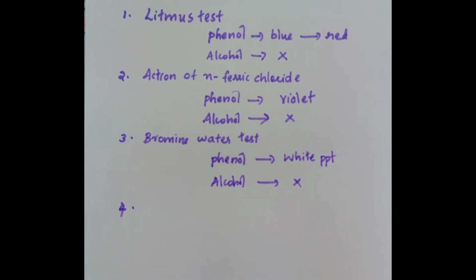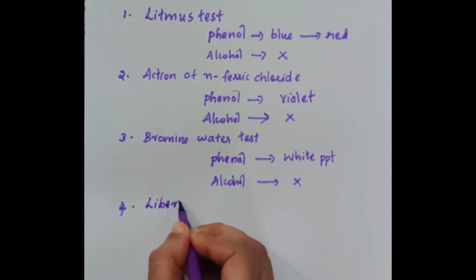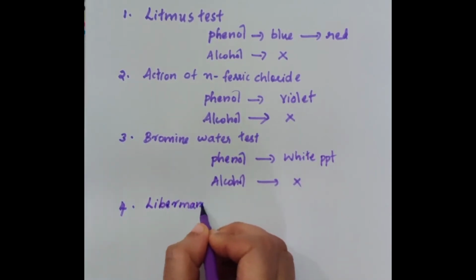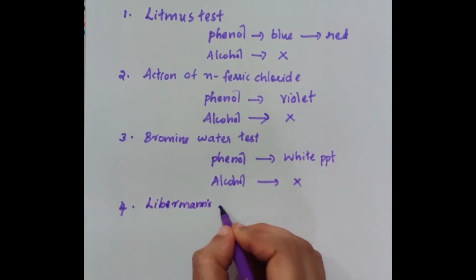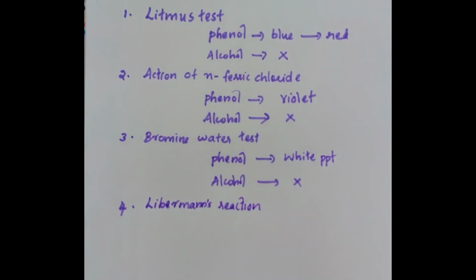We can identify alcohol from phenol from all these tests: the litmus test, the reaction with neutral ferric chloride, and bromine water. Now next is the Liebermann reaction, the Liebermann nitroso reaction that we had already discussed in my previous video.